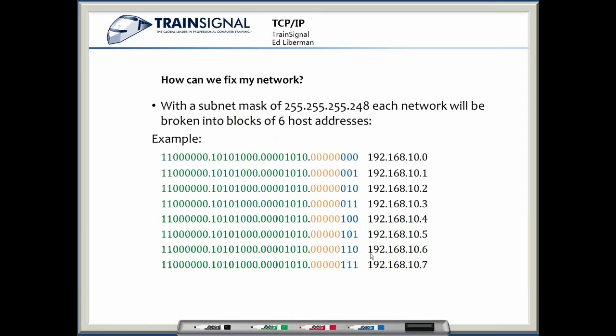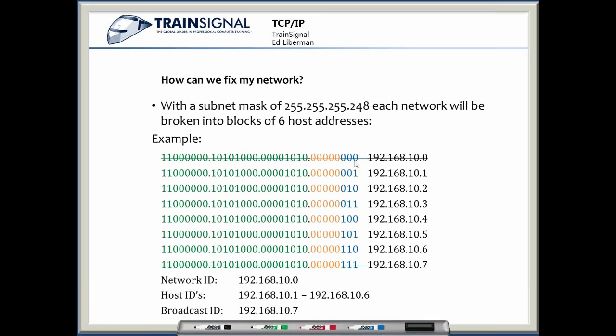So how can we fix it? Well, with a subnet mask of 255.255.255.248, each network is broken into blocks of 6 host addresses. Why is it 6? Because we're left with 3 bits at the end. 2 to the third is 8, minus 2 leaves you with 6.